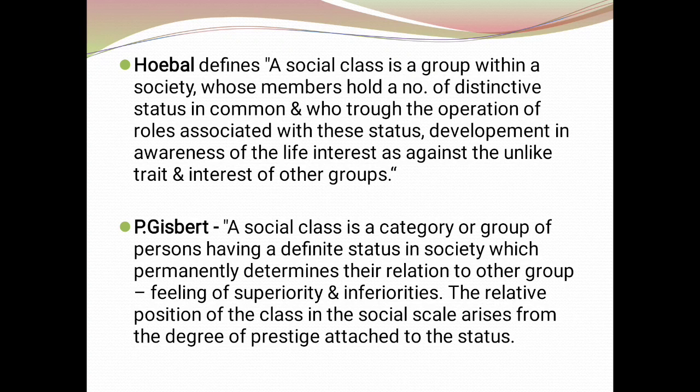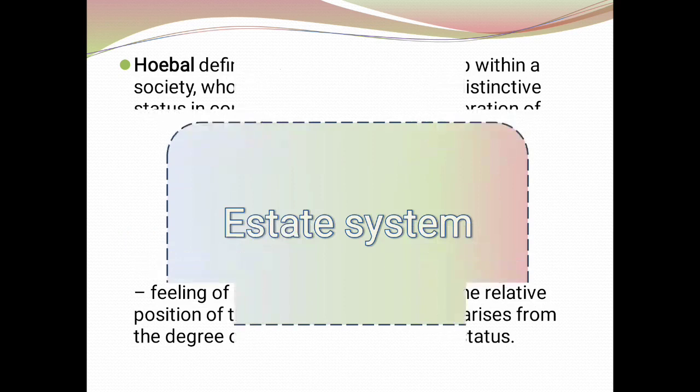P.G. Gisbert: a social class is a category or group of persons having a definite status in society which permanently determines their relation to other groups, feeling of superiority and inferiority. The relative position of the class in the social scale arises from the degree of prestige attached to the status.